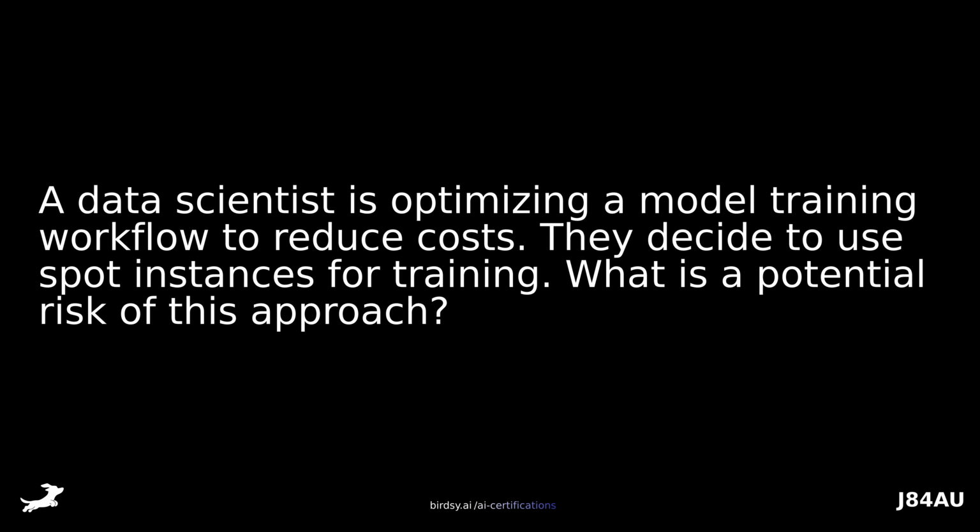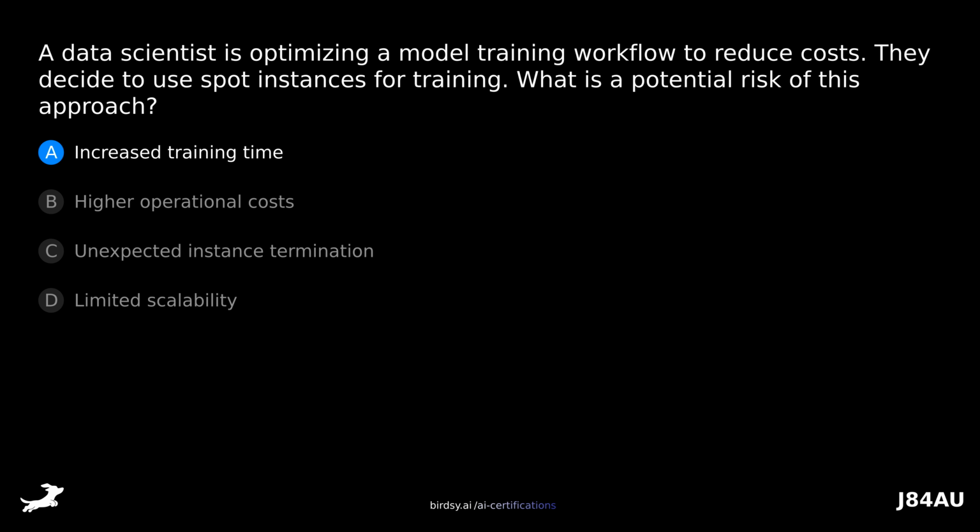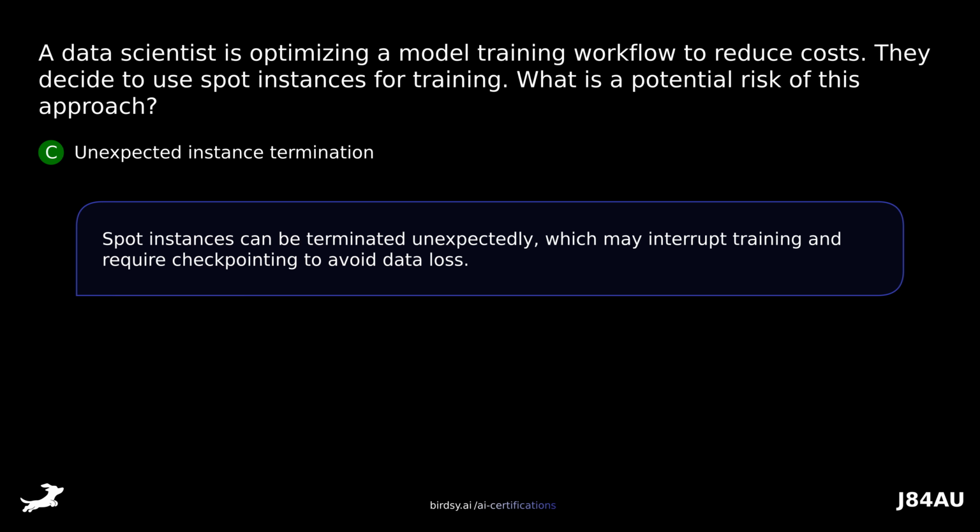A data scientist is optimizing a model training workflow to reduce costs. They decide to use spot instances for training. What is a potential risk of this approach? Is it A, increased training time, B, higher operational costs, C, unexpected instance termination, or D, limited scalability? The answer is C, unexpected instance termination. Spot instances can be terminated unexpectedly, which may interrupt training and require checkpointing to avoid data loss.